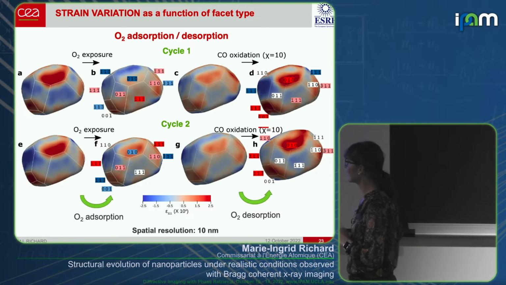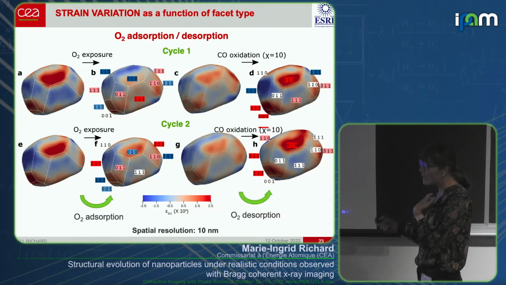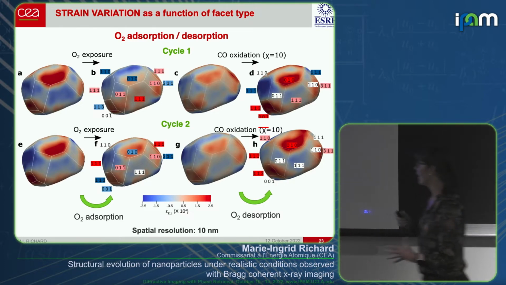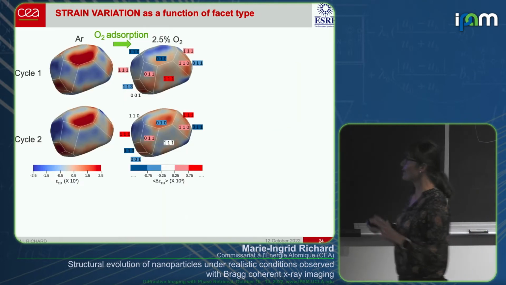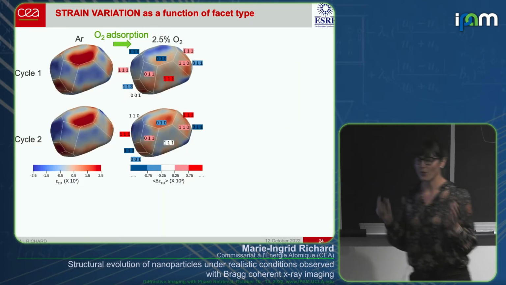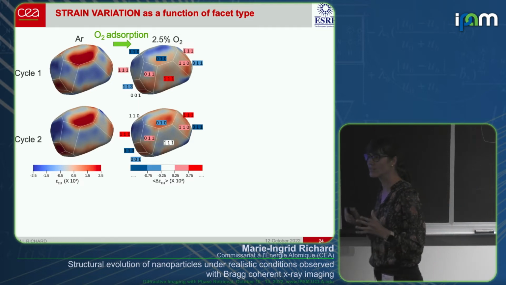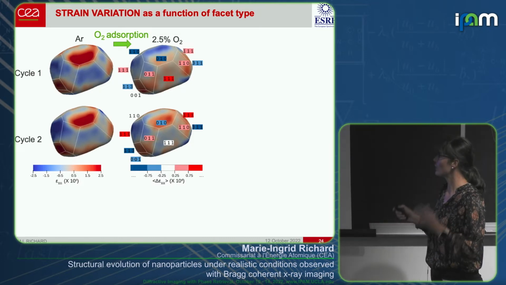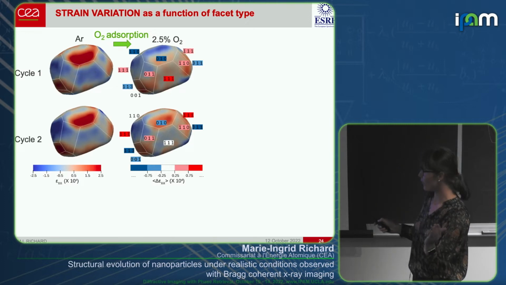So we have a metallic state of a particle. We are oxidizing and then reducing, and so we can see oxygen adsorption, desorption when we are flowing oxygen. It's very nice because we have all these types of facets, so we can see how they react during oxygen adsorption. And we just have to subtract the strain after oxidation and before.